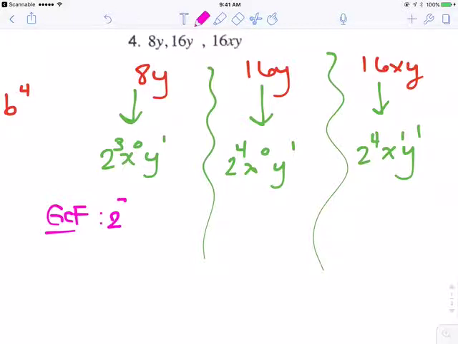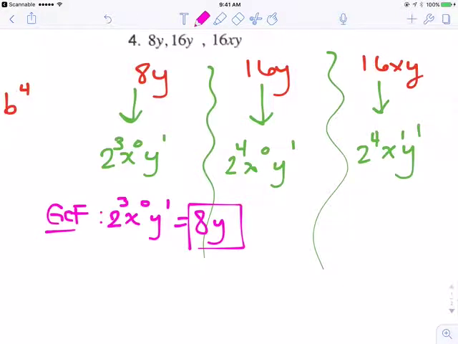2 to the power of 3, right? What's the lowest power of x? Look at that. Lowest power of y? 1. So my GCF is 8y. Cool?